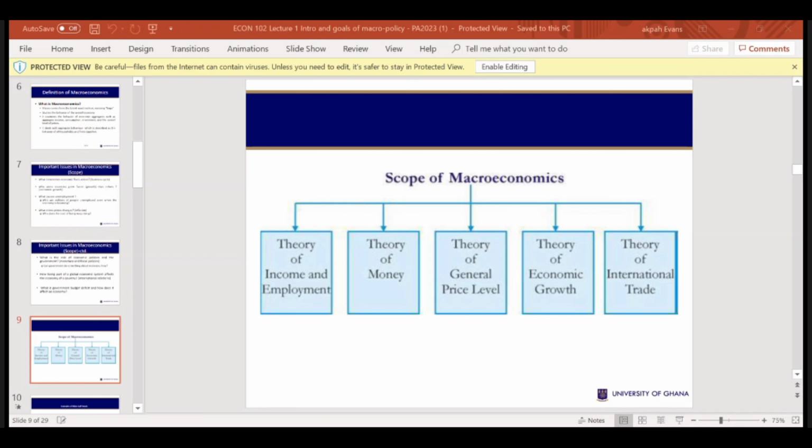And the final aspect, the theory of international trade. Why will the Ukraine and Russia war affect Ghana? It's because we import certain goods from them and we also export certain commodities to them. So import and export fall under international trade. We trade within the country and we trade across countries. When we trade across countries, we are talking about international trade.